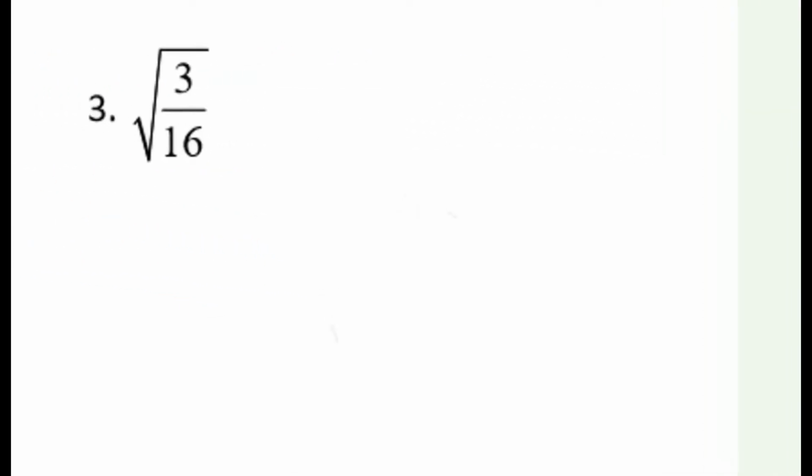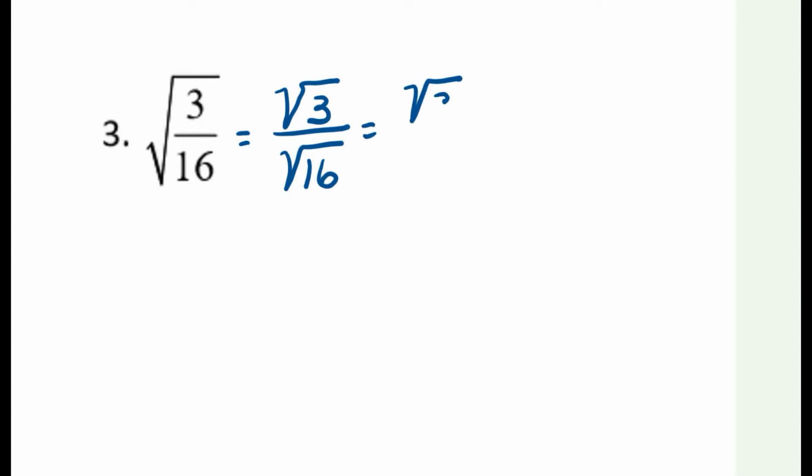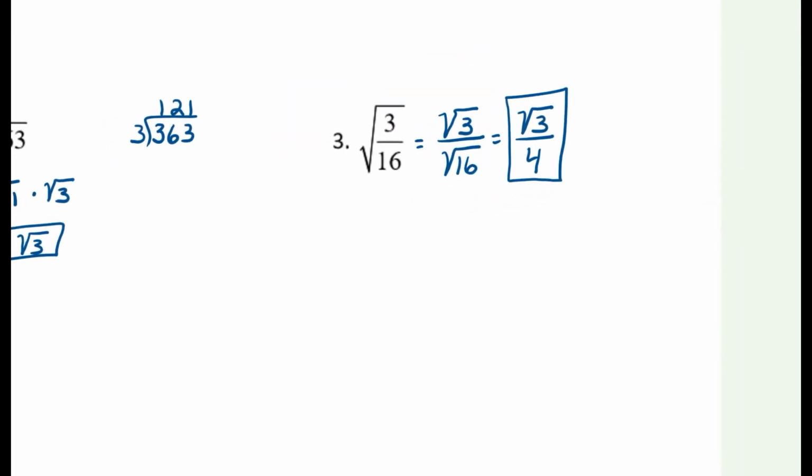In number 3, we have a fraction, and so we want to remember the property that says we can separate a fraction into two radicals, the numerator, which is the square root of 3, and the denominator, the square root of 16. 3 is not a perfect square, so it's going to stay under the radical, but 16 is a perfect square, and so that's going to come out as 4, and our simplified radical form would be the square root of 3 over 4.